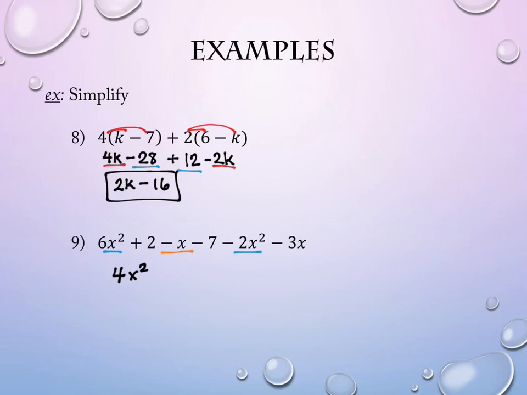What else do I have that are like terms? Okay, I've got a negative x here, and I've got a negative 3x here. So what is negative x and negative 3x? Negative 4x. Again, this is integers. It's a negative 1 and a negative 3. They're both negative, so it stays negative, and we add the values. 1 plus 3 is 4, so negative 4x. And then the last thing we have is what? Yeah, positive 2 and then negative 7. And if I combine those, yeah, you're right, Caleb, you get a negative 5.